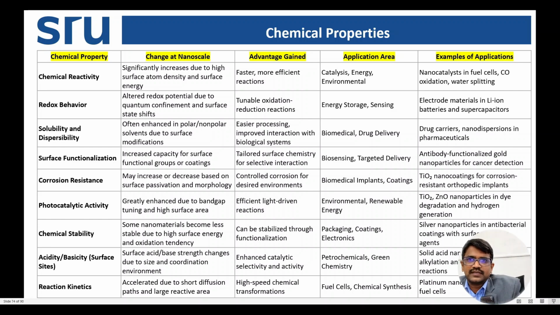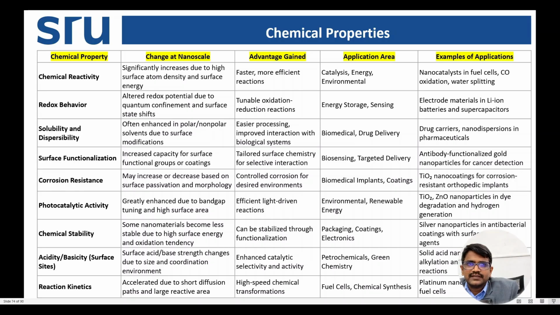Okay. And then application area: environmental, renewable energy. So in these areas we can find the applications. TiO2, zinc oxide nanoparticles in light degradation and hydrogen generation. Okay, hydrogen generation. Then chemical stability. Some nanomaterials become less stable due to high surface energy and oxidation tendency. So it can be stabilized through functionalization. By applying functionalization, we can tune this.